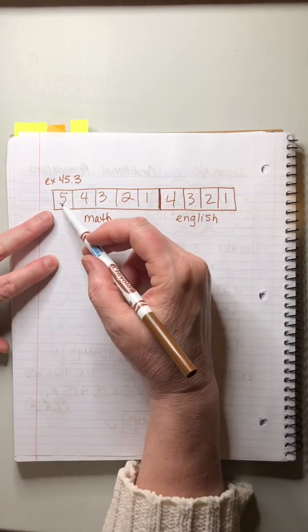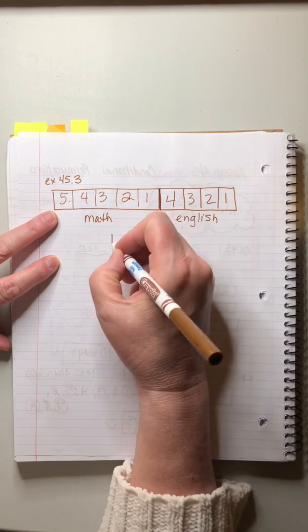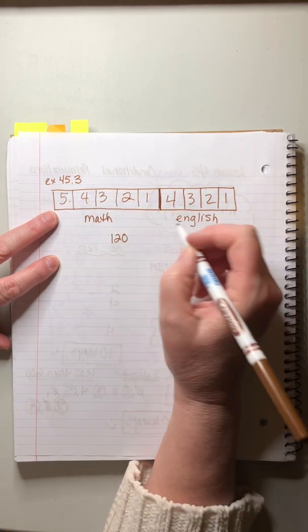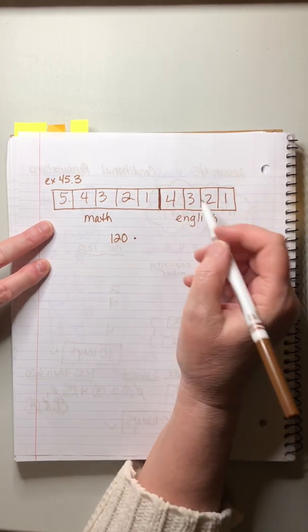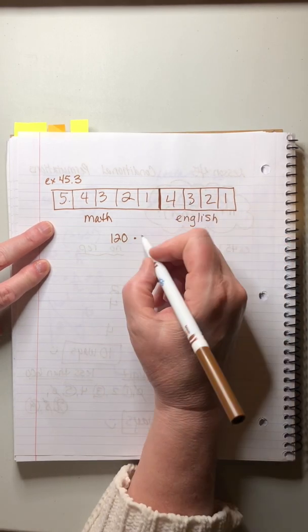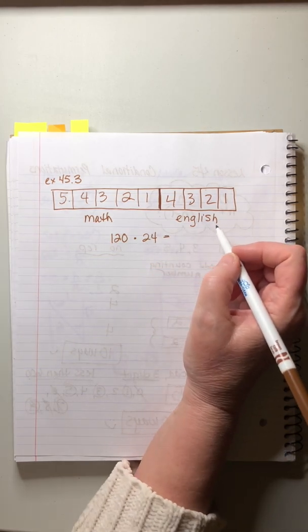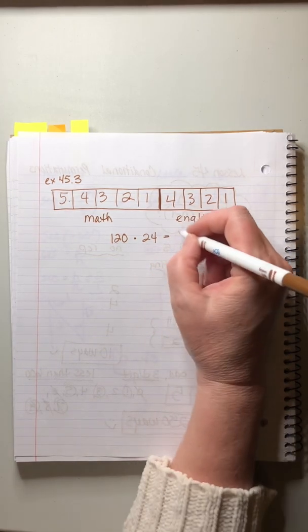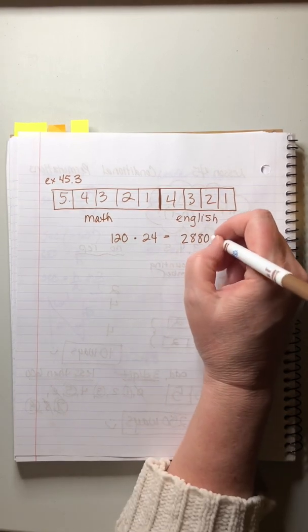this would be 5 times, there's a 10 and there's a 12. So this would be 120. And we would multiply it by, this is 24. And that gives us a total of 2880. So that's how many different ways.